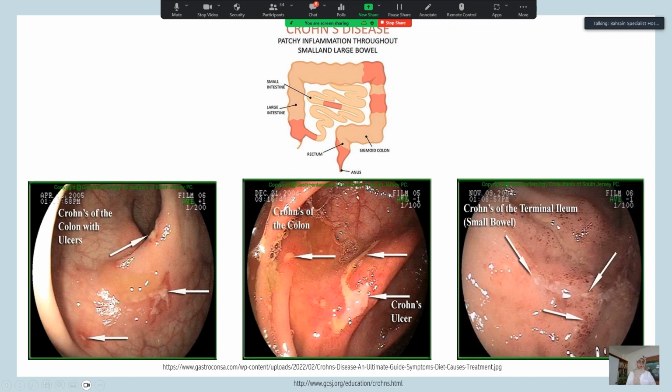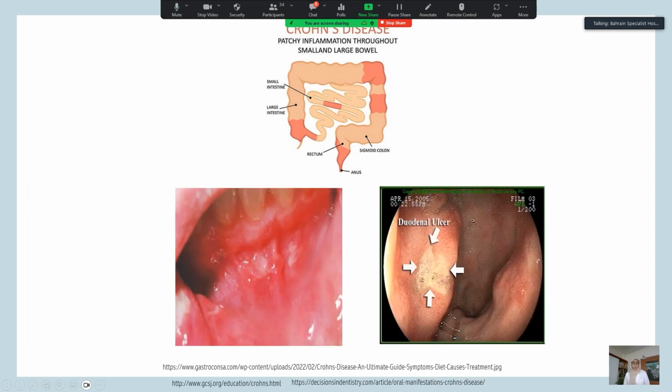Here we can see the aphthoid ulcers, and here also, and here it's in the ileum. So this is a different part of the colon. As in this figure, we can see that it can affect many different parts in a patchy area, not in a continuous manner. And in this slide, we can see when it affects the duodenum. We can also see other extraintestinal manifestations, like the patient complaining of aphthoid ulcers in the gingiva.